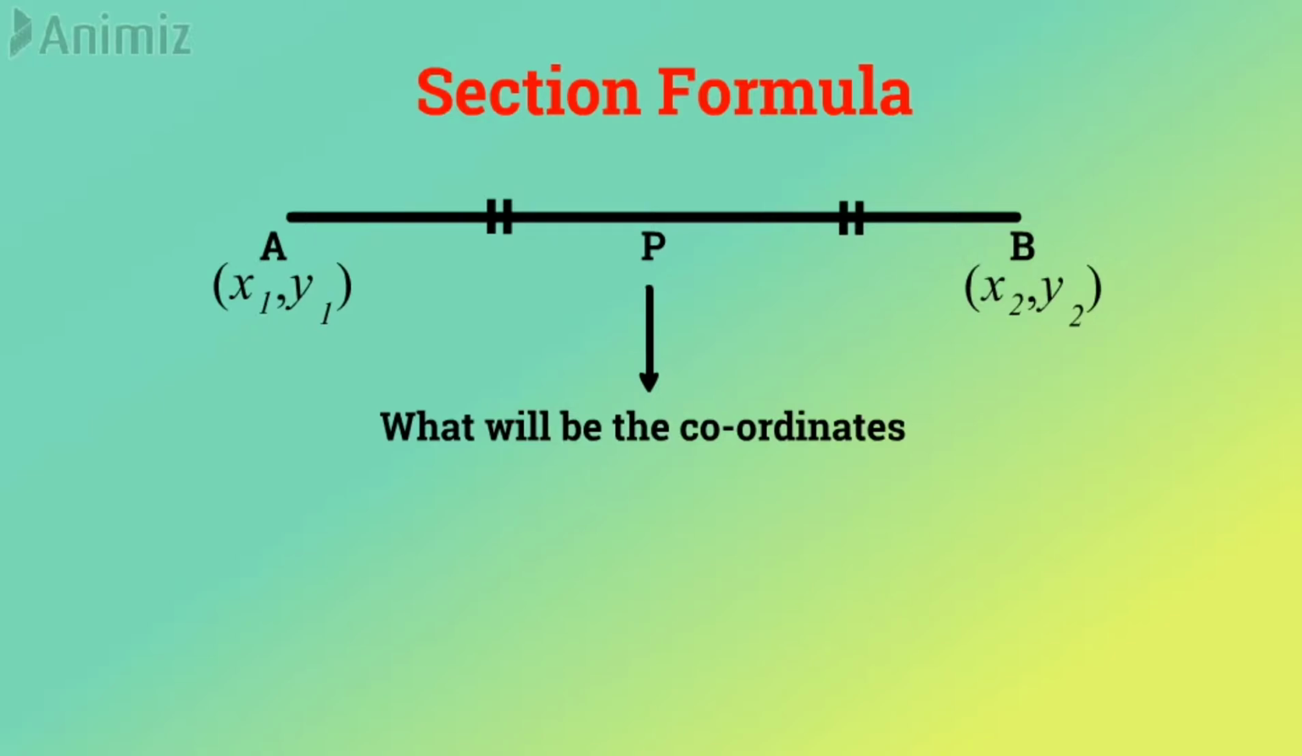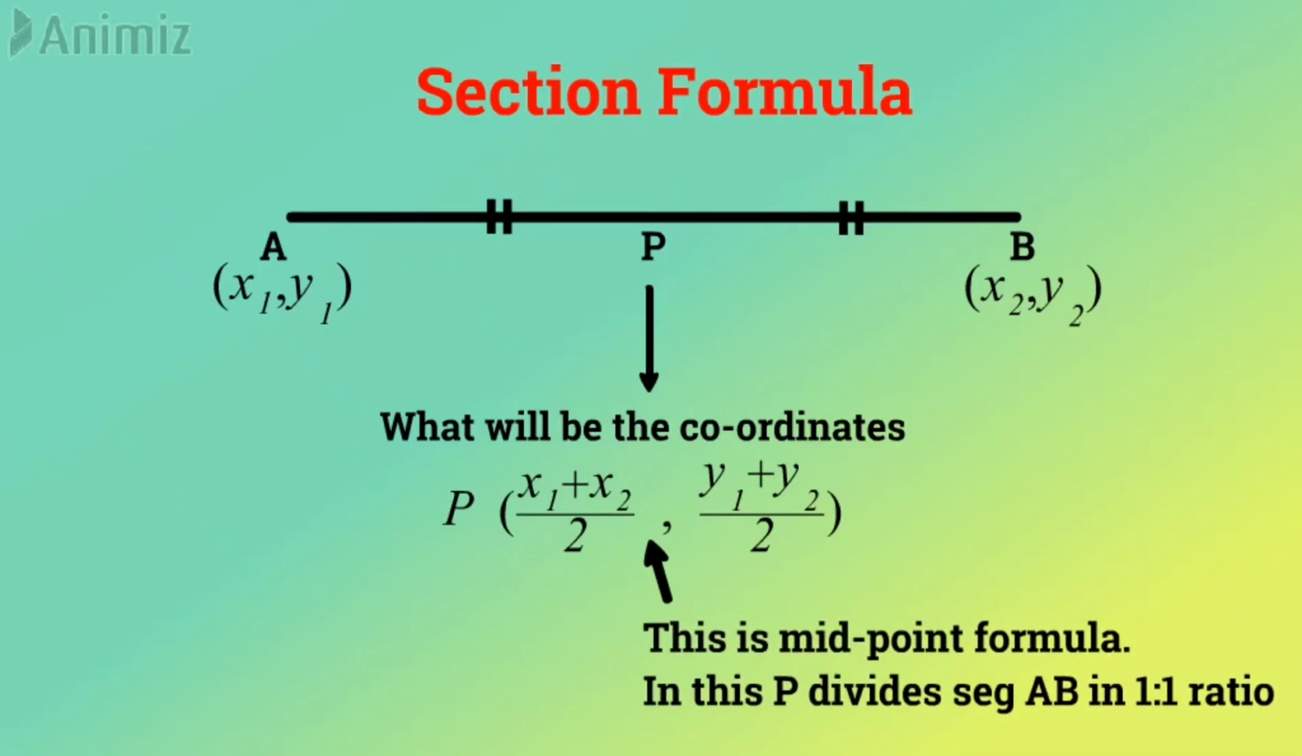Yes, there is some formula by which you can calculate the coordinates of P. What is that formula? Yes, x coordinate you can calculate by (x1 plus x2) by 2 and y you can calculate by (y1 plus y2) upon 2. This is known as midpoint formula. In this, point P divides the segment in equal parts, that means in 1:1 ratio.